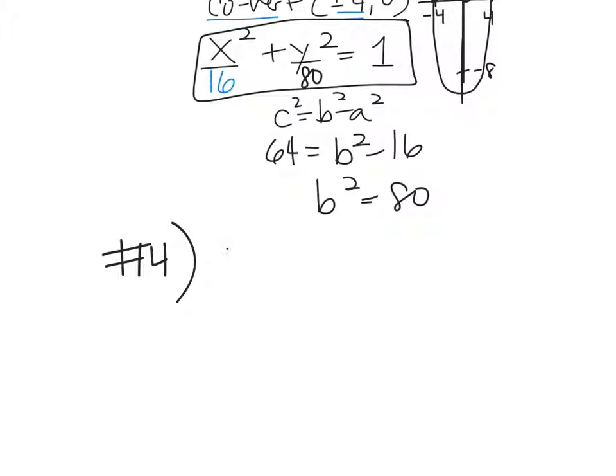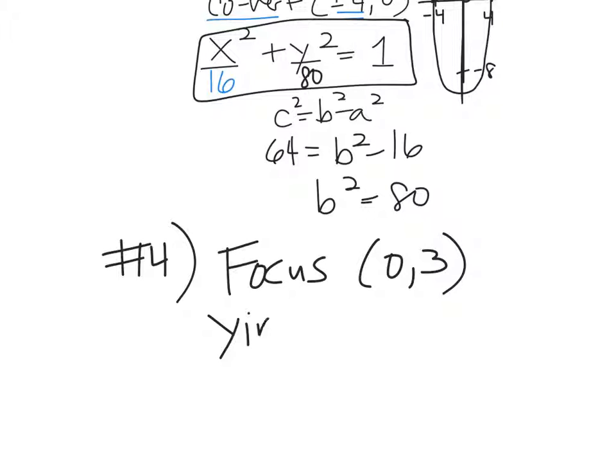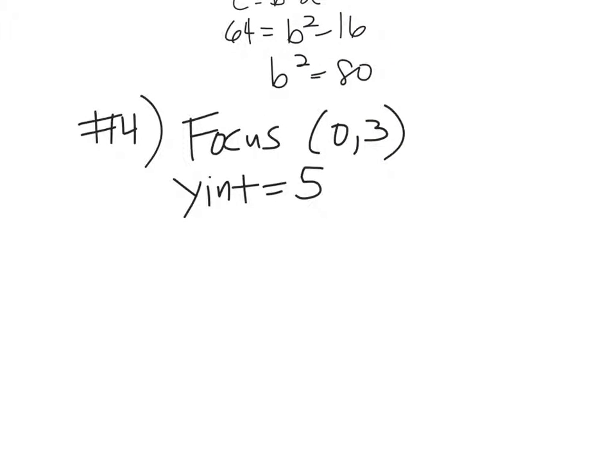Here we go. Let's say that one of your foci, which is called a focus, is at the point 0, 3, and the y-intercept of a graph of the ellipse is 5. Now you probably look at this problem and you think, that's not enough information. But it is. It's barely enough. So we want to find the equation of the ellipse. Okay, so here we go.